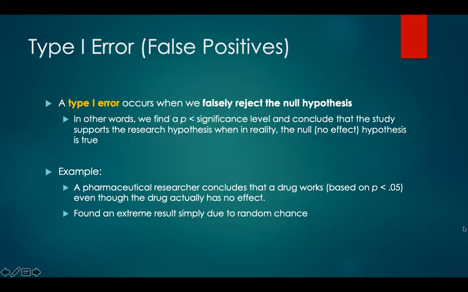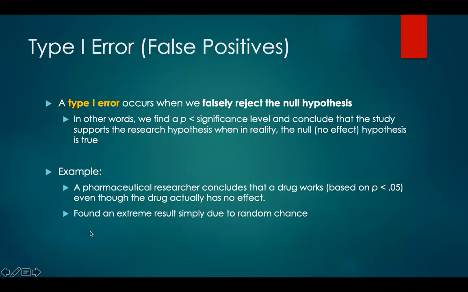The first one is a type 1 error, or a false positive. A type 1 error occurs when we falsely reject the null hypothesis. In other words, we find a p less than the significance level and conclude that the study supports the research hypothesis, when in reality, the null hypothesis, the hypothesis that there is no effect, is true. For example, a pharmaceutical researcher concludes that a drug works based on a p-value of less than 0.05, even though the drug actually has no effect at the population level.